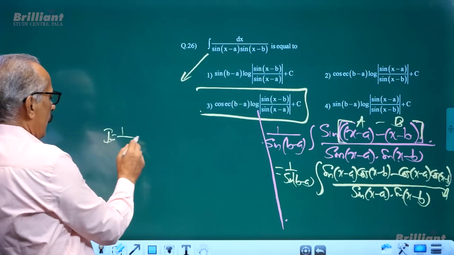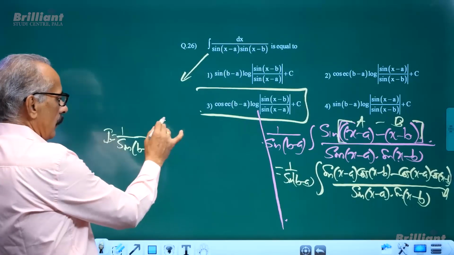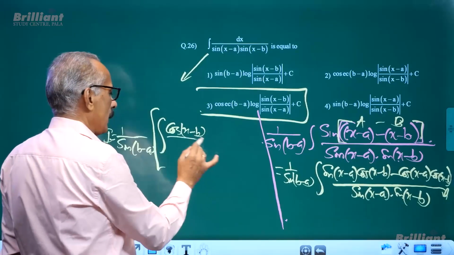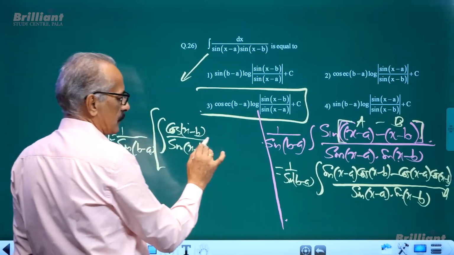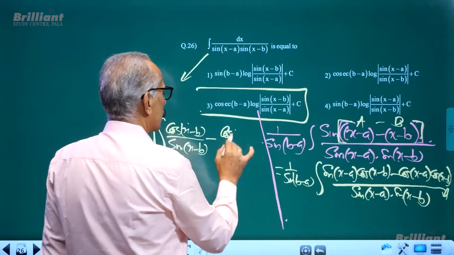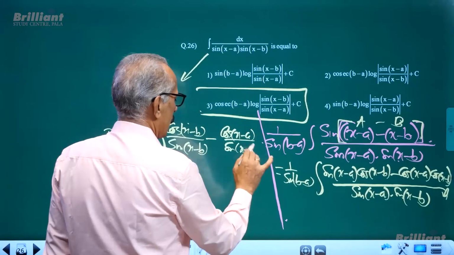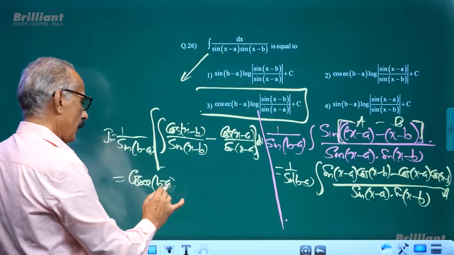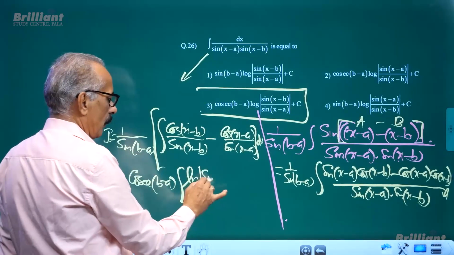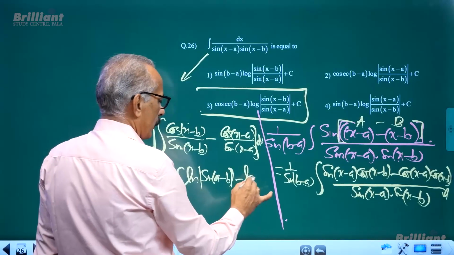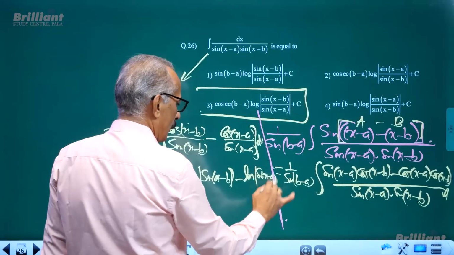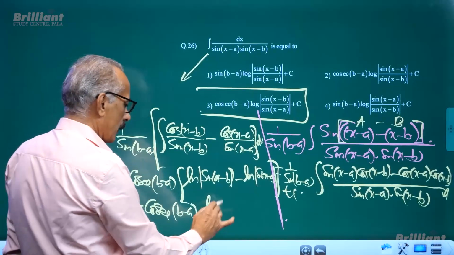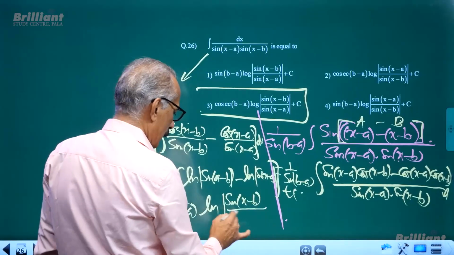So your I becomes 1 divided by sine of b minus a, agreed, into the integral. This is the bracket. Sine of x minus a cancels, cos of (x minus b) divided by sine of (x minus b). This is f dash x by fx. Minus the other one, sine of (x minus b) cancels, cos of (x minus a) divided by sine of (x minus a) dx. So your answer, 1 by sine means cosec of b minus a into logarithm of sine of (x minus b) minus logarithm of sine of (x minus a). Correct? Plus c. Log a minus log b, that is cosec of b minus a into logarithm of sine of (x minus b) divided by sine of (x minus a).